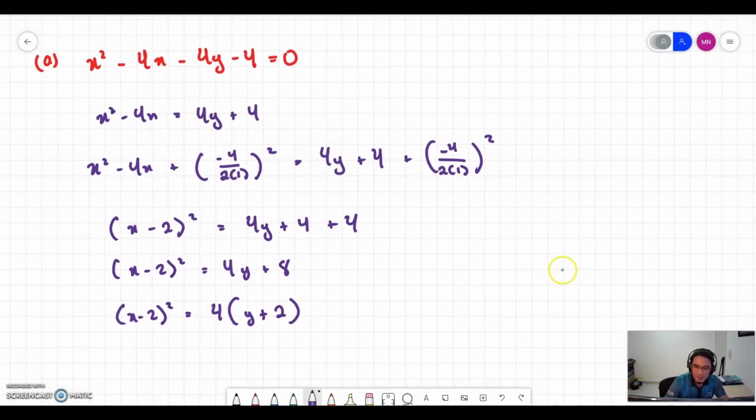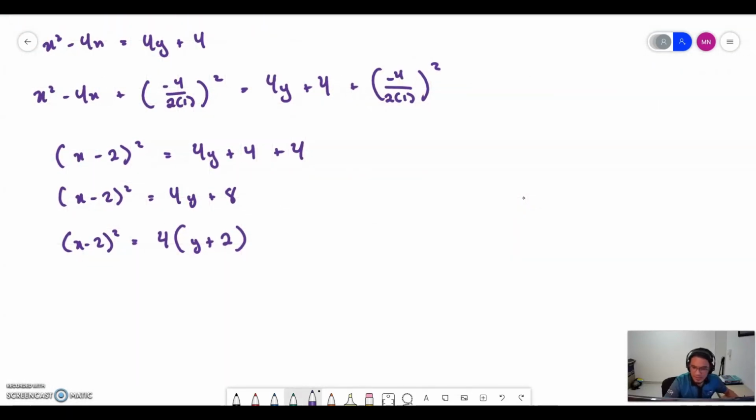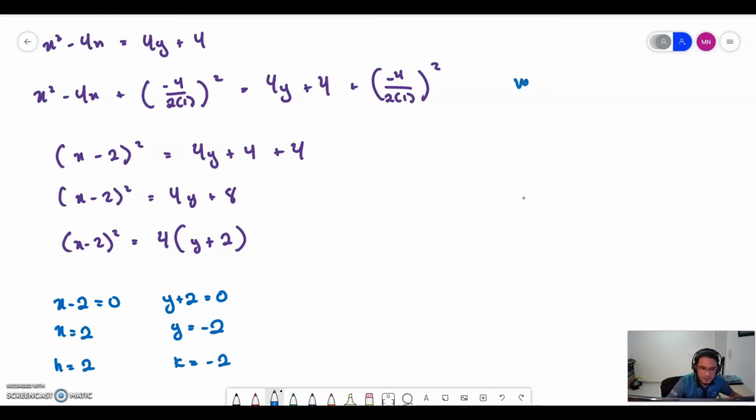Now, from the task, we need to find the vertex, focus, and directrix. The vertex we just take from the values of x and y. So we take x minus 2 equal to 0, so x equals 2, and y plus 2 equal to 0, so y equals negative 2. So we have h equal to 2 and k equal to negative 2. That is our point for the vertex, (h, k) which is (2, negative 2).